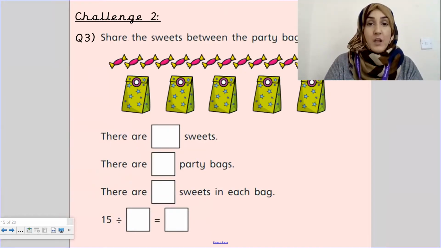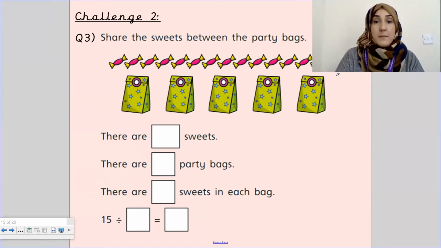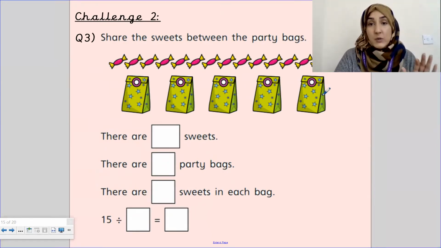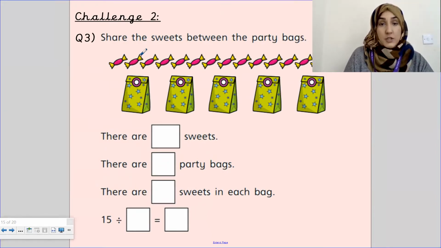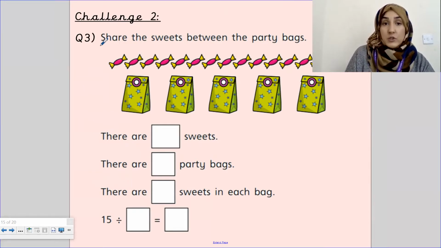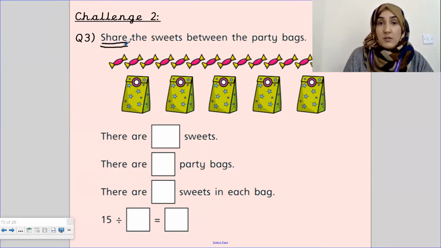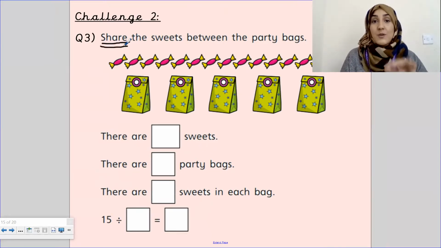Okay, let's move on to challenge 2, question number 3. It says, share the sweets between the party bags. So your first job is to count the number of sweets. Then you're going to count the party bags. Then you're going to put one sweet at a time in each party bag. You're going to share them equally. Remember, what you need to do is always written in the question. It says share. Now, when we share, what's that special song? One for you, one for me. Well done, one at a time.